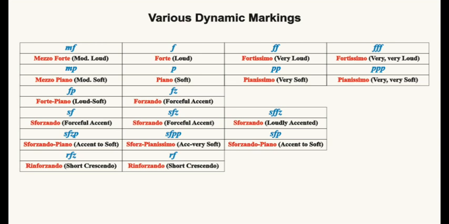The symbol FP stands for forte piano. The FP is usually placed under the starting note of a musical phrase and tells the performer to play the first note loudly or in a more accented way and follow with the rest of the phrase being played softly.